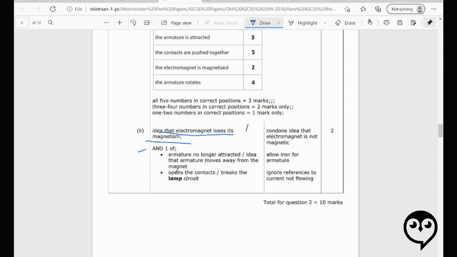And one of these 2 things. It opens the contact, which breaks the lamp circuit. Good. Or the armature is no longer attracted and the armature moves away. That's, I think, what I was kind of hinting at. So either one of these, but notice they want you to break the lamp circuit. Careful what you're talking about.